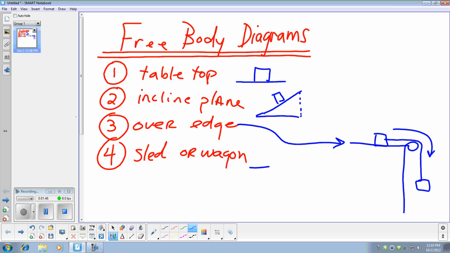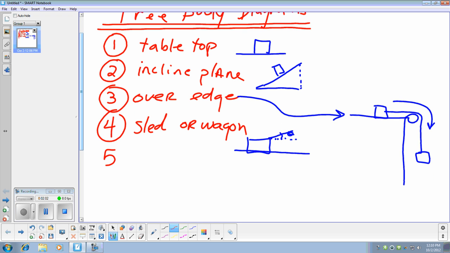An object that is pulled at an angle. And this angle right here is going to result in this object being pulled upward, but then also along a surface. And then our final one is going to be our Atwood machines.